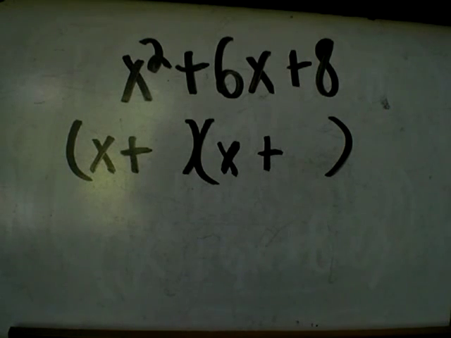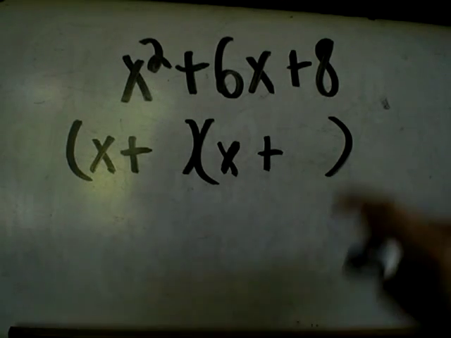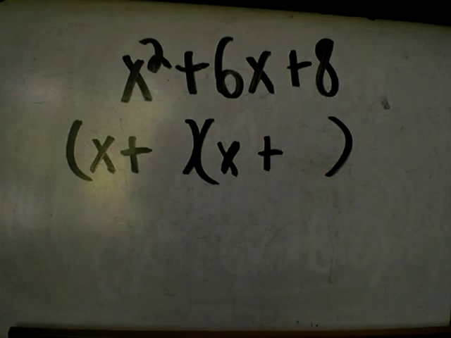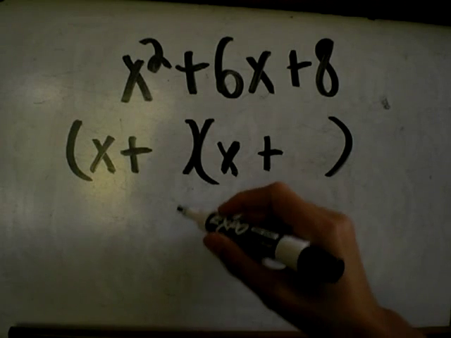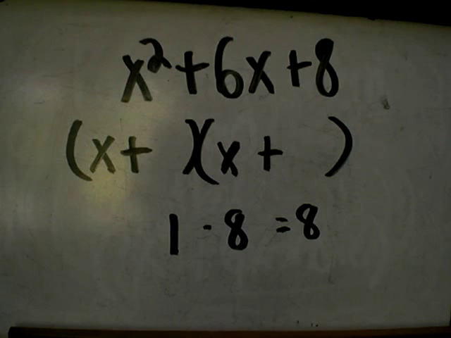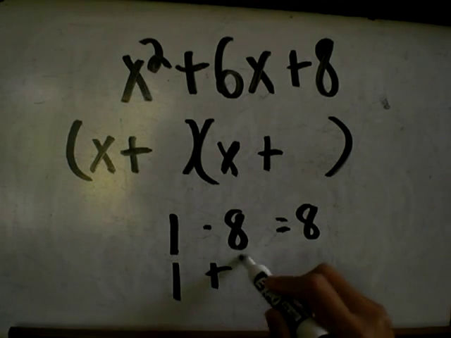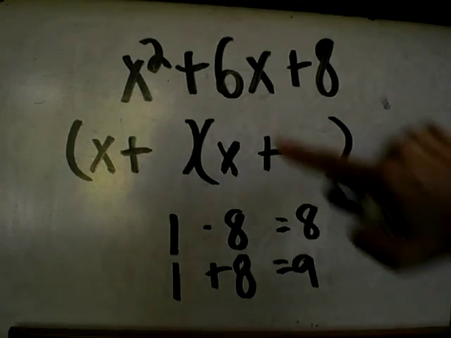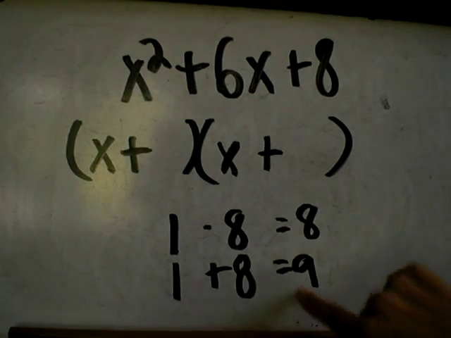So now we have to think of two different numbers. Like I said, when we multiply them, we get 8, but when we add them, we get 6. So let's think of different factors of 8. We could multiply 1 times 8, that will give us 8. But if we add 1 plus 8, that equals 9. And remember, we want to find two factors that, when we add them, equal 6.